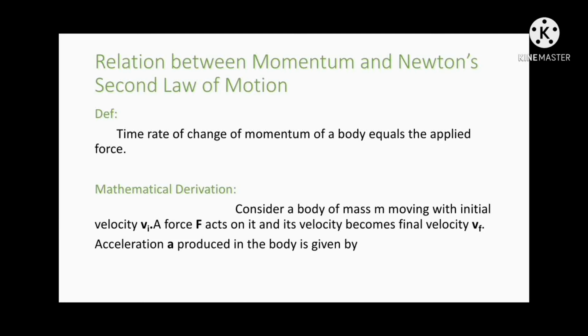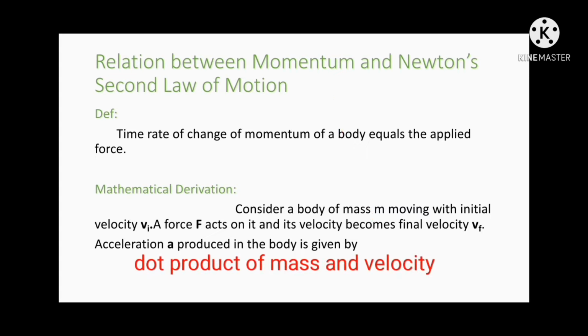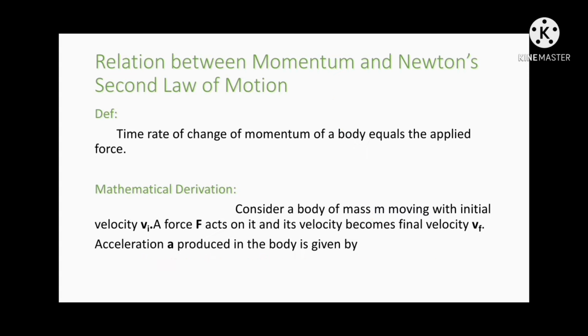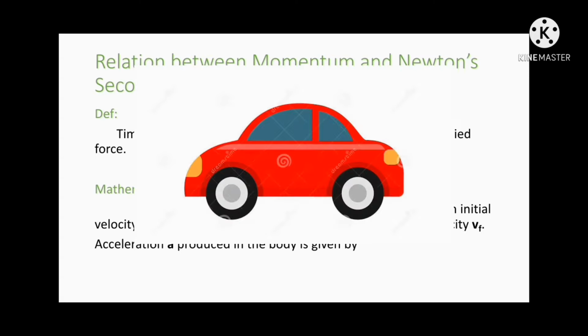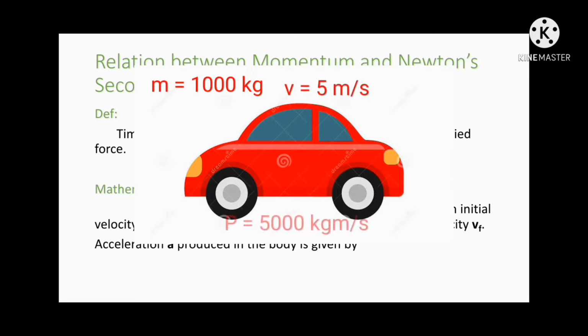Actually, our today's topic is the relation between momentum and Newton's second law of motion. But before we get into our discussion, I would like to discuss what momentum and Newton's second law of motion actually mean. Momentum can be defined as the product of mass and velocity. For example, here we have a car whose mass is 1000 kg and traveling with a velocity of 5 meters per second. In this case, its momentum will be 5000 kg meters per second.